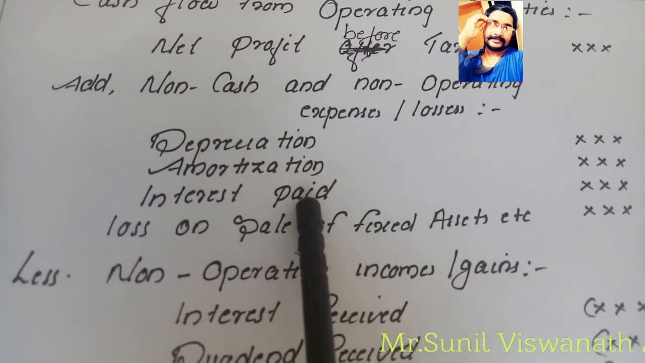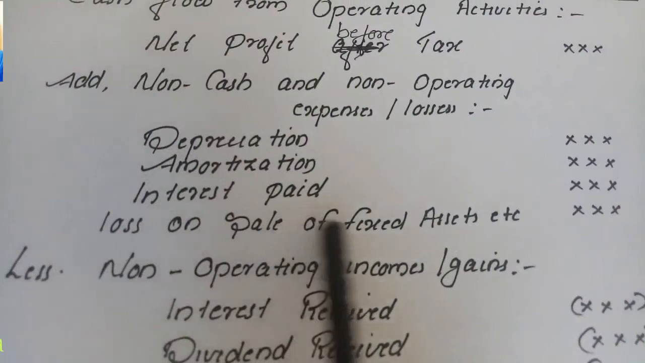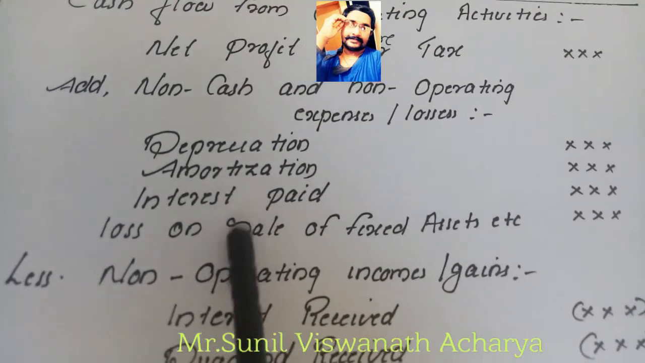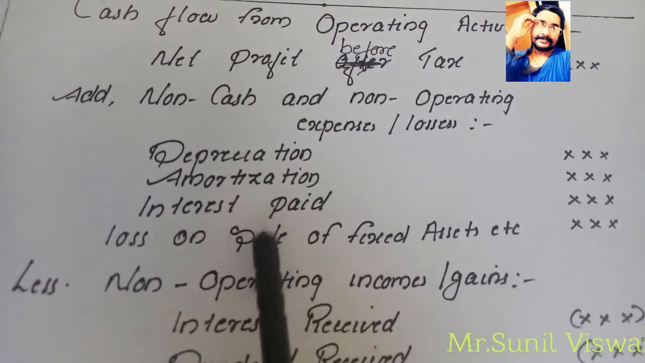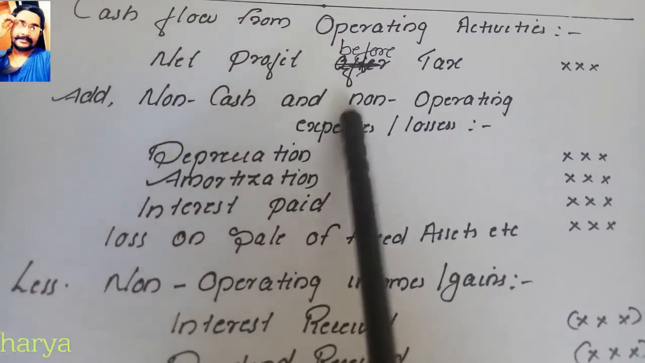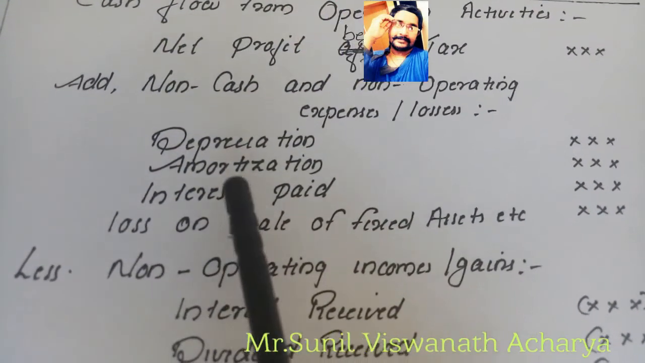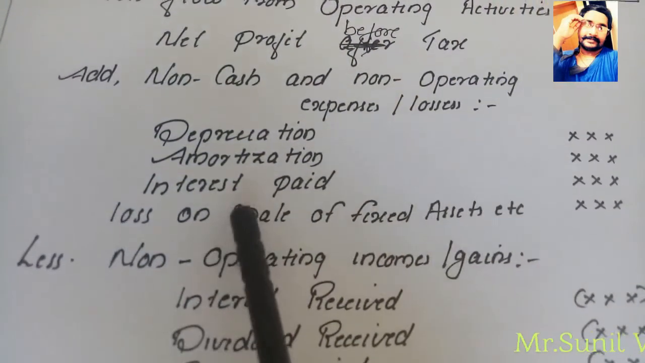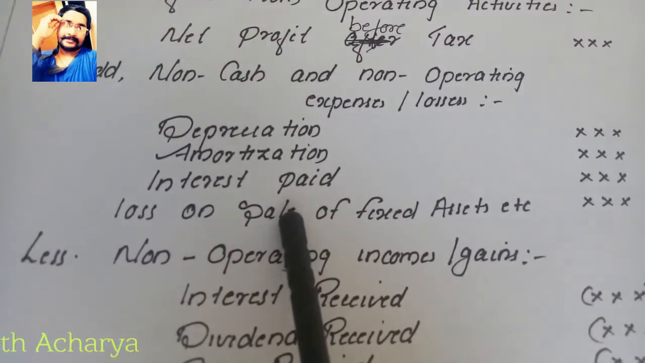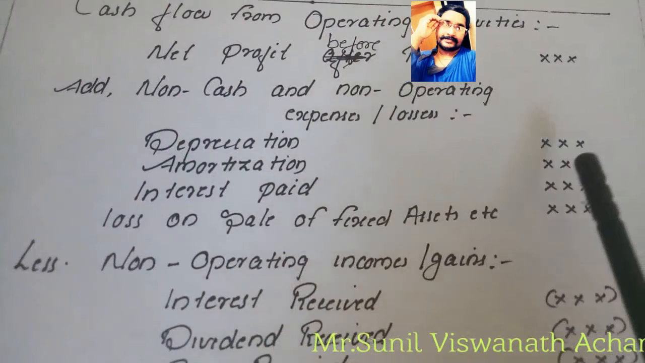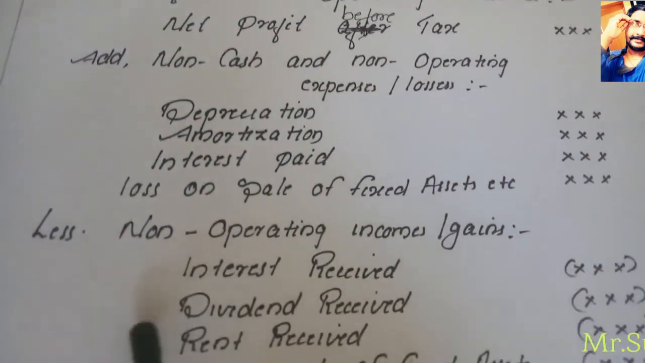Interest paid is not an operating expense. Loss on sale of fixed asset is also not an operating expense. These two items were already deducted in the profit and loss account, but they are not operating expenses. So if you want to get the real operating profit, these two non-operating expenses, which were already deducted from the profit, we have to reverse, that is add. So all of that we have to add.